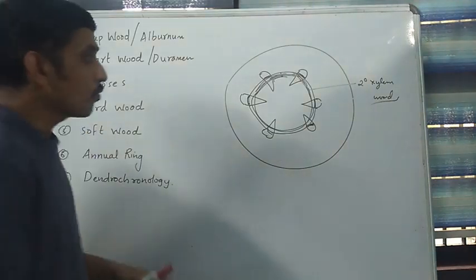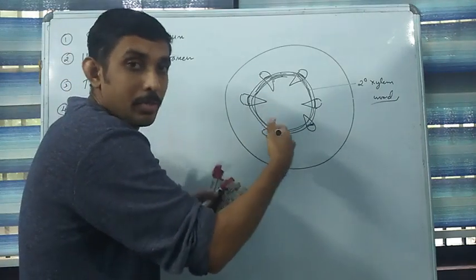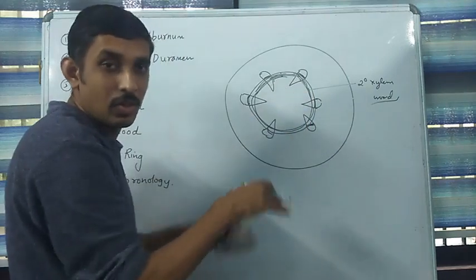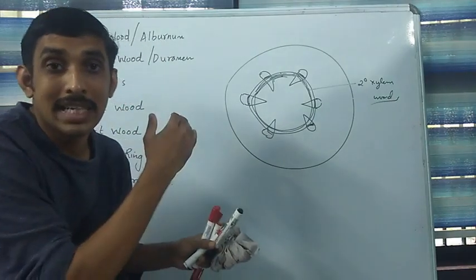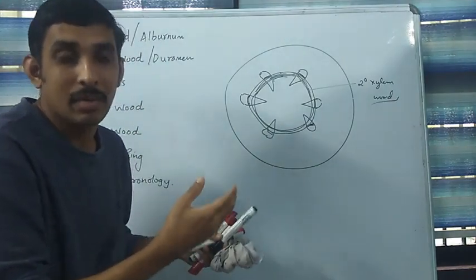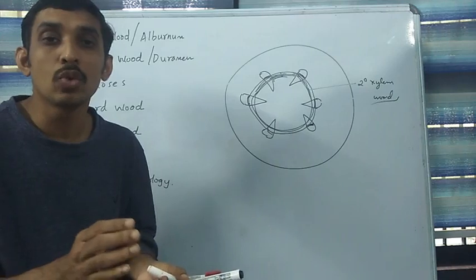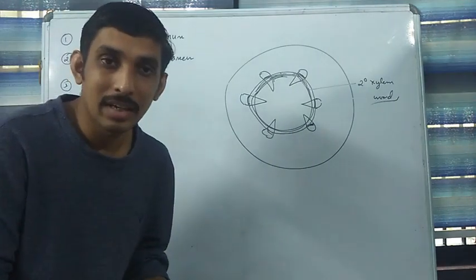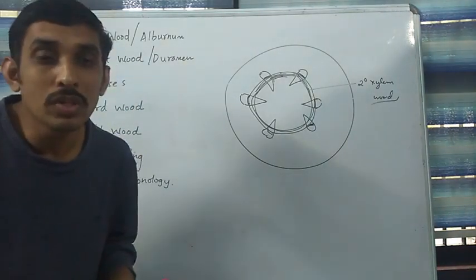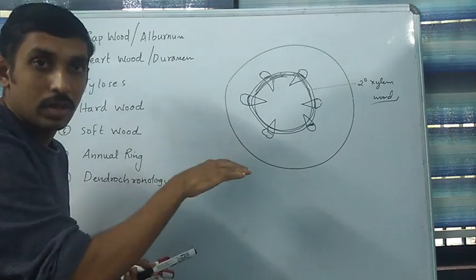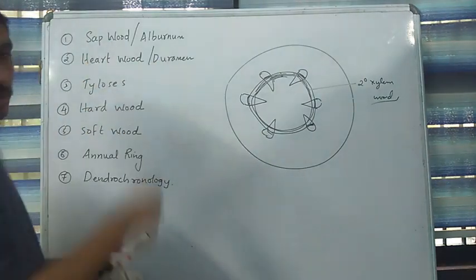Whereas when this secondary growth continues, the cambial ring continuously produces secondary xylem towards the inside. During that stage, the earlier formed secondary xylem, that is the sapwood, is gradually converted, chemically converted, into another type of secondary xylem. That secondary xylem is called hardwood or duramen. Now we want to study how this earlier formed secondary xylem, the sapwood, is gradually converted into hardwood.